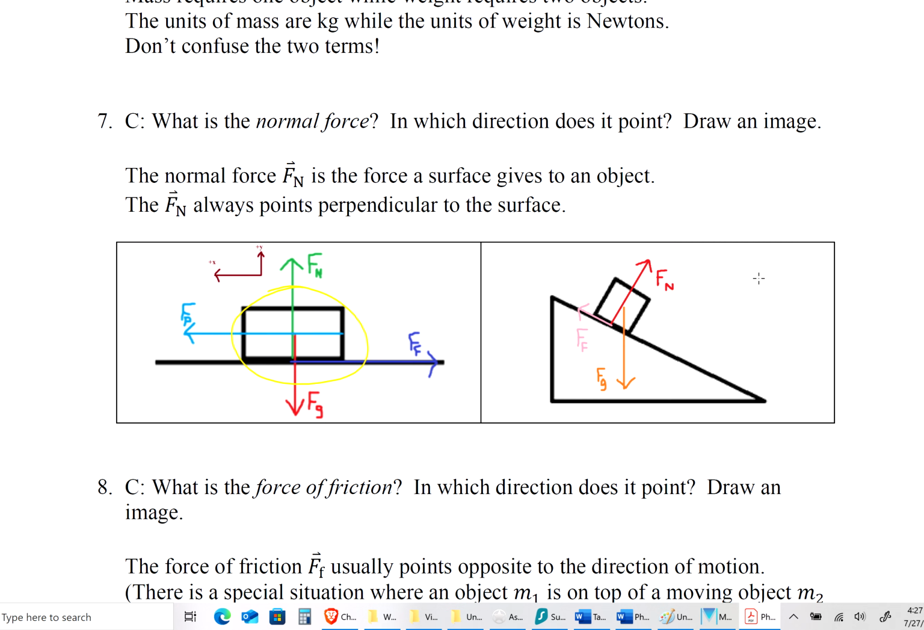Question number 7. What is a normal force? The normal force is the force a surface gives to an object. The normal force always points perpendicular to the surface. Look at the image on the left. You have a box on the ground. The force of gravity pulls the box down. The normal force pushes the box up, 90 degrees from the surface. Take a look at the image on the right. The force of gravity pulls the box down. The normal force pushes the box up from the surface, 90 degrees from the surface.